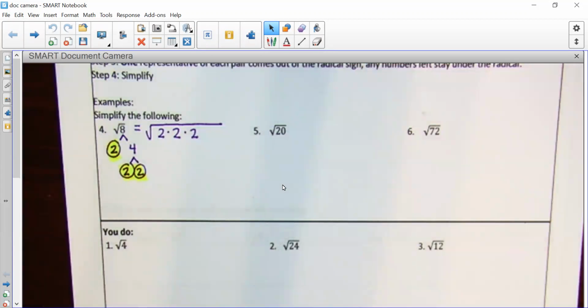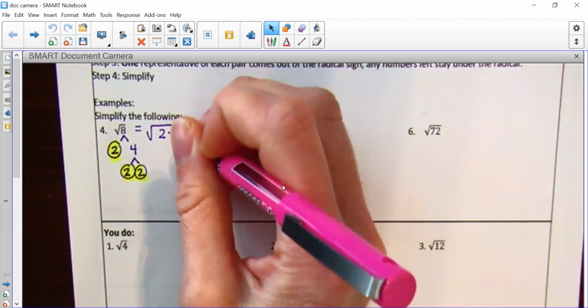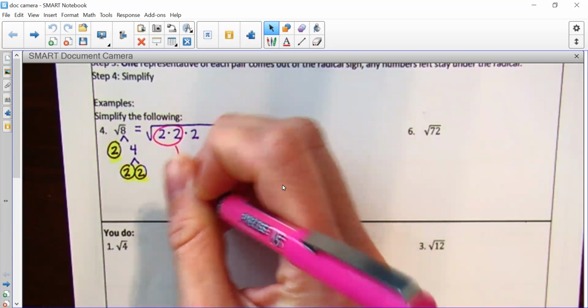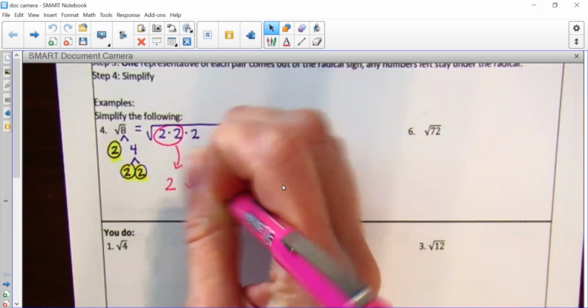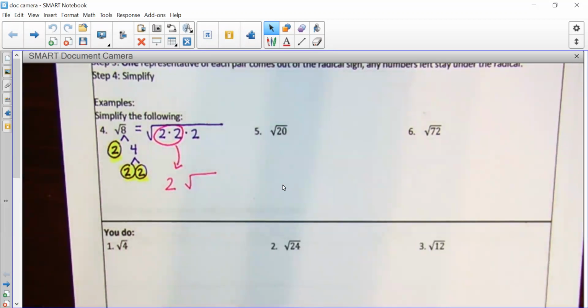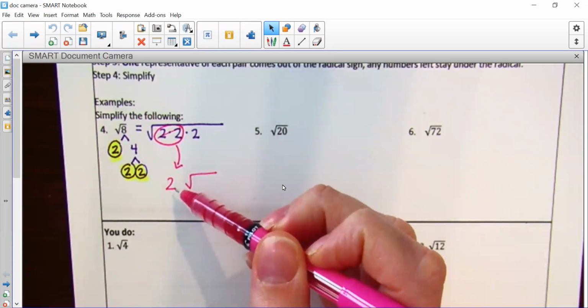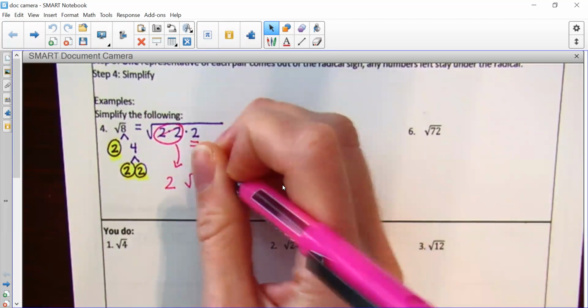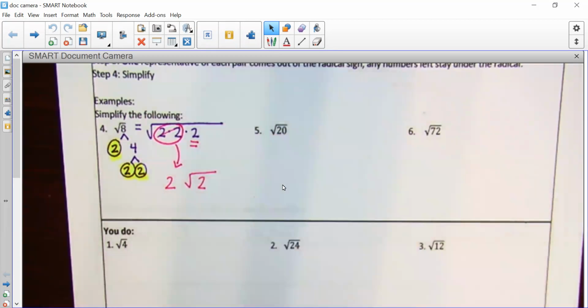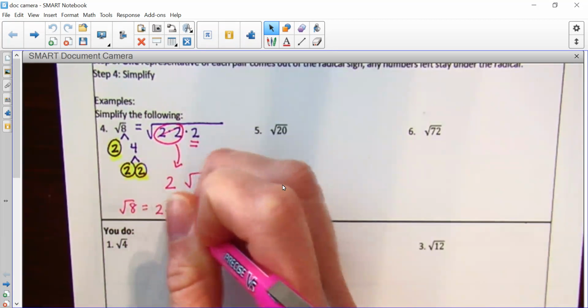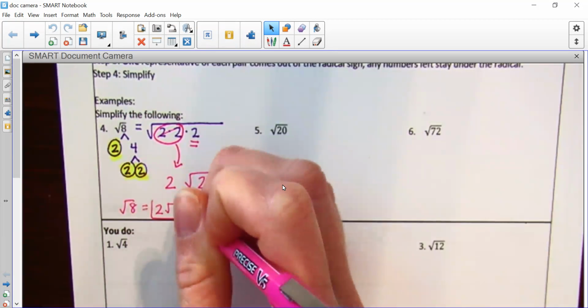Then step 2 is to circle any pairs. I've got a pair of 2s. For every pair, you take one representative out from underneath the radical. Because I had a pair of 2s, I'm going to take those out and put one representative on the outside. Any number that doesn't have a pair is left under the radical. So what is the square root of 8? Our final answer is that it simplifies to 2 square root of 2.